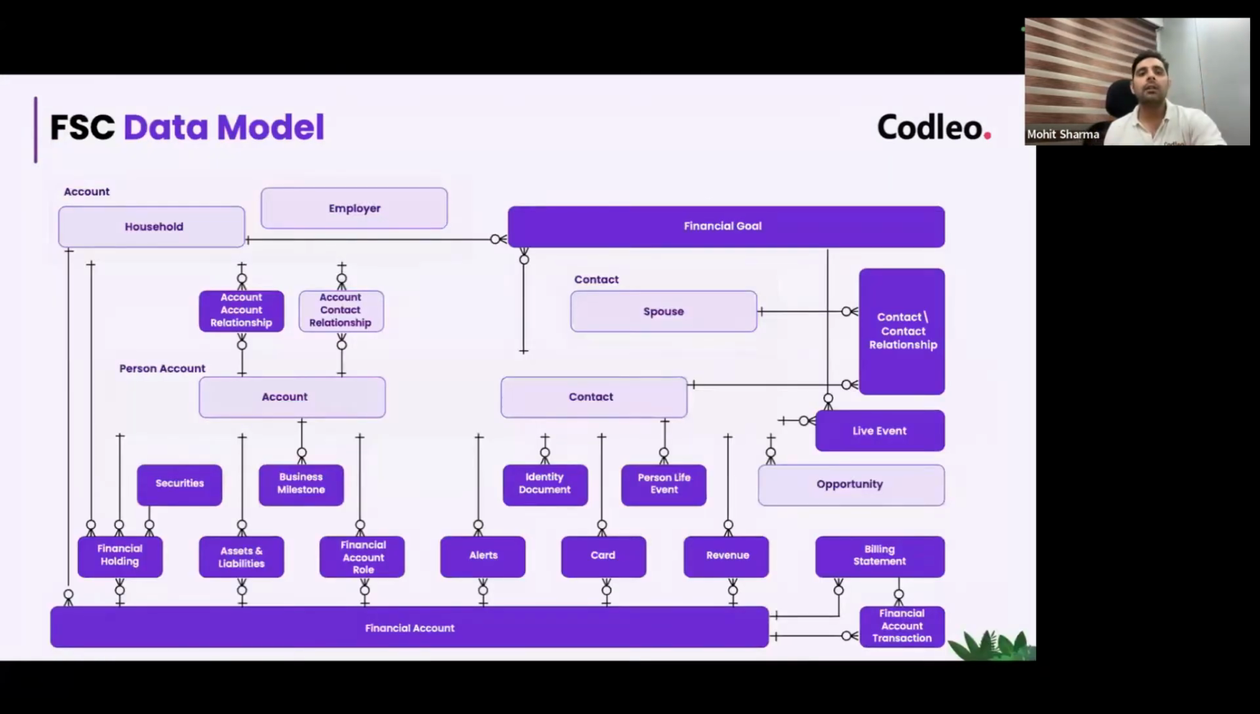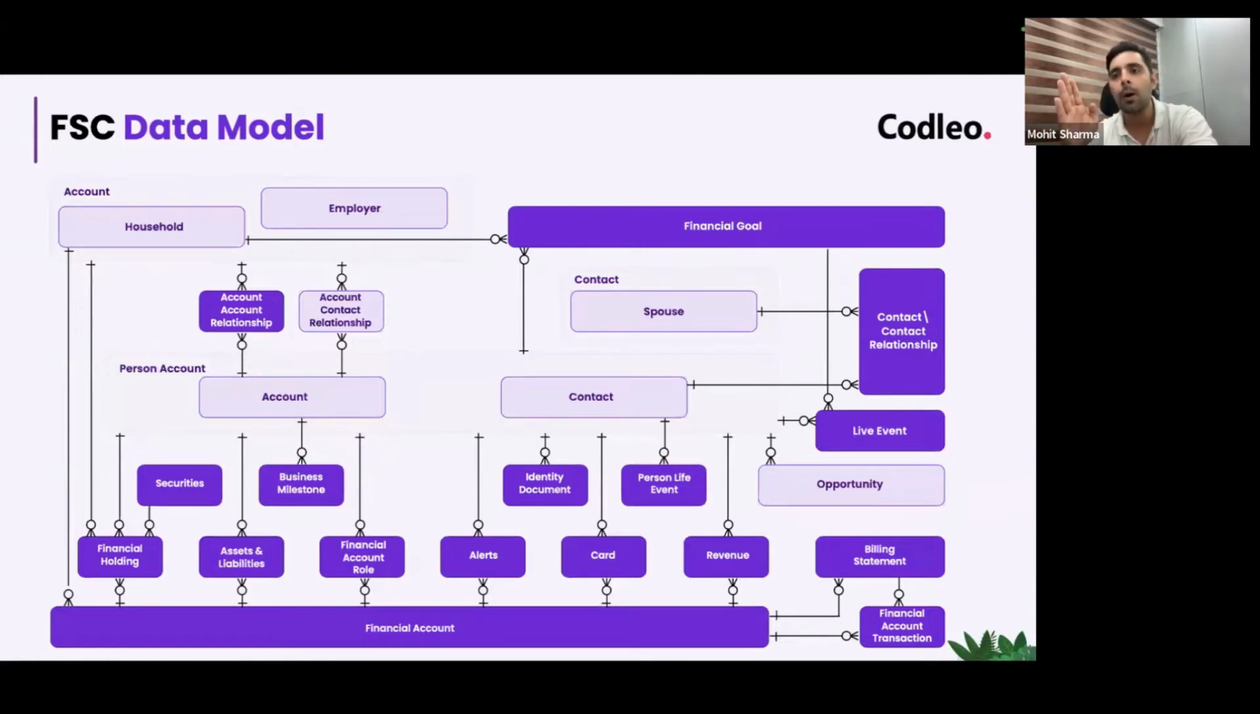So let's start with the FSC data model. Why is this really important to understand for business users as well as consultants or developers? Because everything is actually around your account and contact.